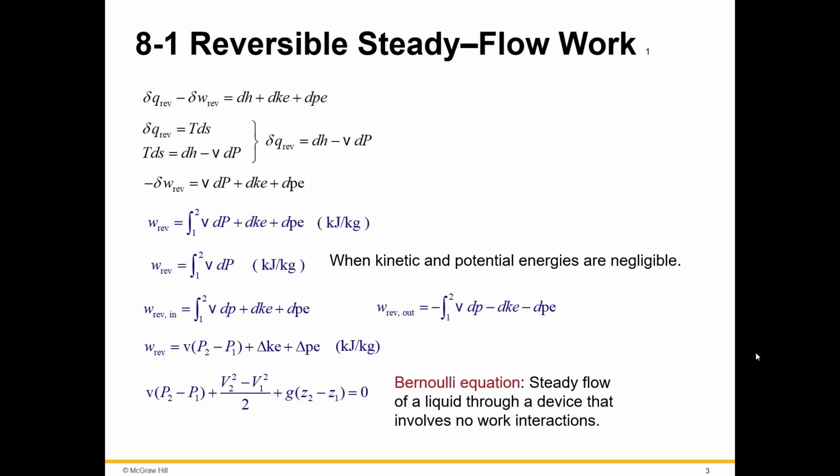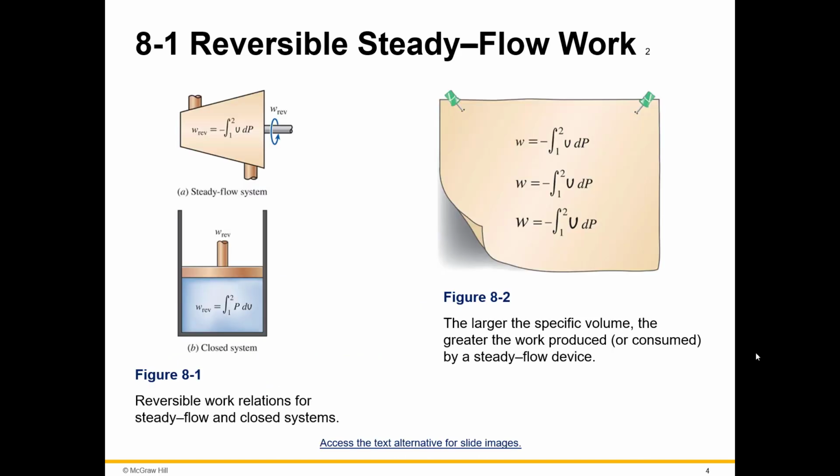But just a note, we do have specific formulas for when kinetic and potential energies are negligible. So just different things that we can use for different situations. When you're solving these problems, it's really important to know what your system is doing so that you can say, oh, but my KE and PE are negligible, so maybe I can use this for my reversible steady flow work. And then the Bernoulli equation, the steady flow of a liquid through a device that involves no work interactions. So just a steady flow of liquid through a device.